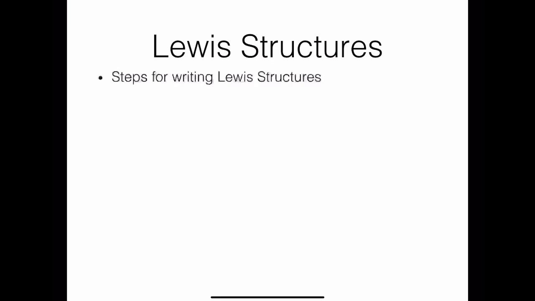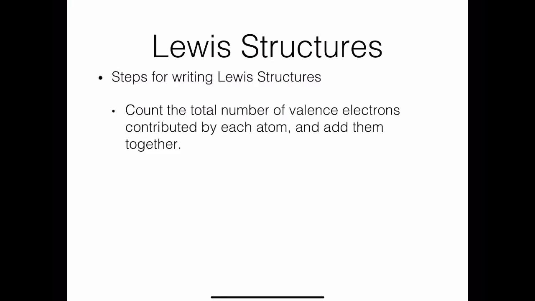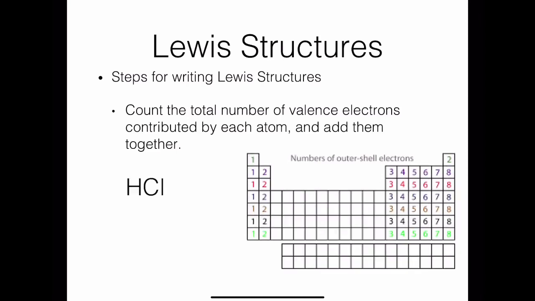Now, our steps for writing Lewis structures. Your first step is going to be to count the total number of valence electrons contributed by each atom, and then add them together. For example, if I'm looking at HCl, I'm going to look at hydrogen, which has 1 electron. And then I'm going to look at chlorine, and from your table you can see that this has 7. So this is a total of 8 valence electrons.